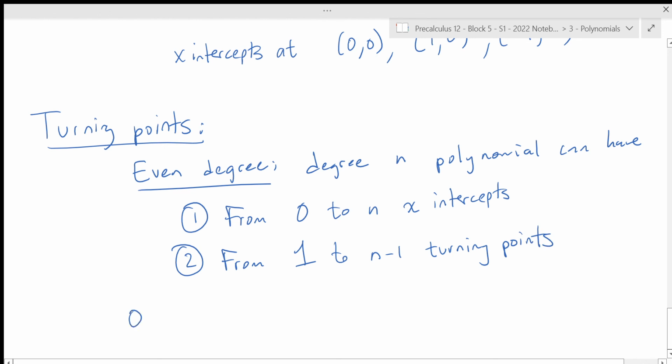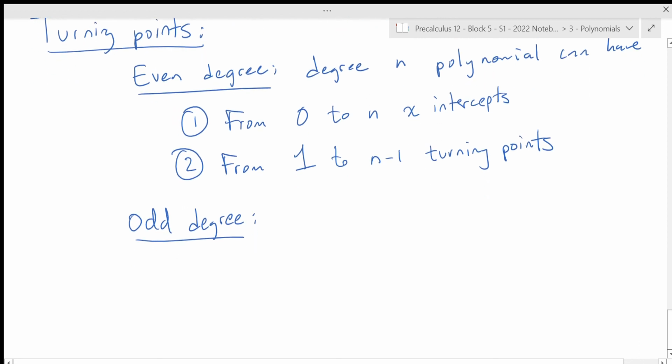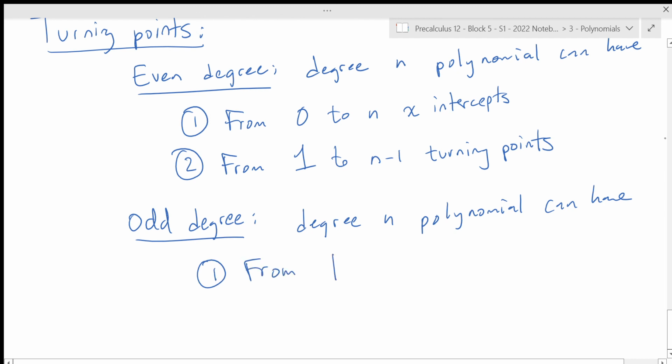Okay, an odd degree polynomial, we have a little bit of a reversal here. So a degree n polynomial can have from 1 to n x-intercepts. So essentially, an odd degree polynomial has to cross the x-axis, and that's because, again, of the end behavior. So it starts low and ends up really high. If you start at negative infinity, you're going way down, and you have to get to positive y's, you have to cross the x-axis if you're a continuous function.